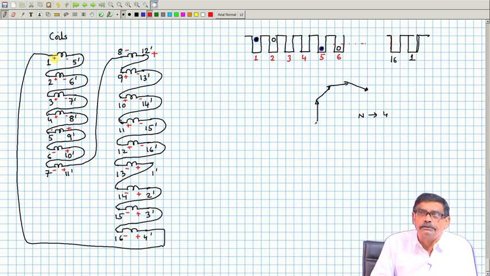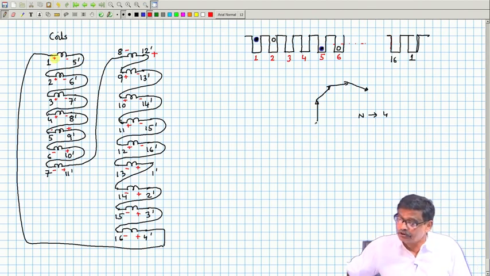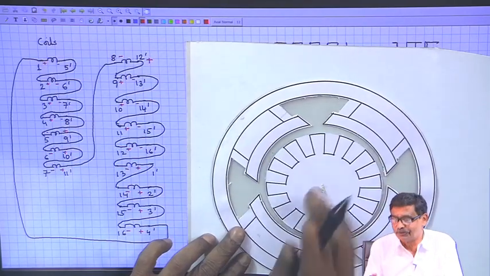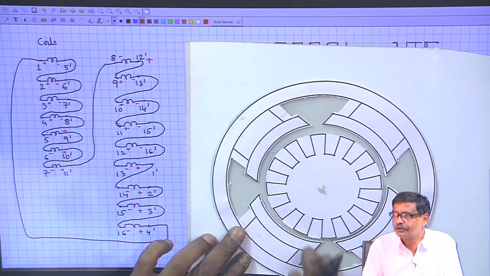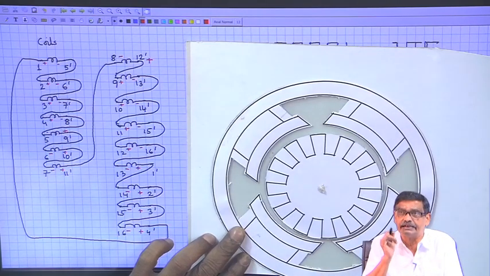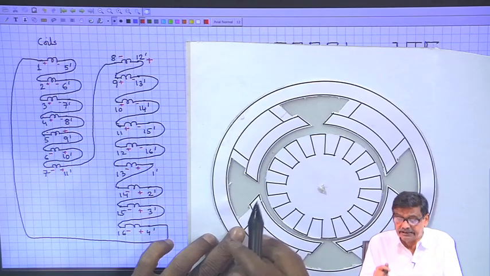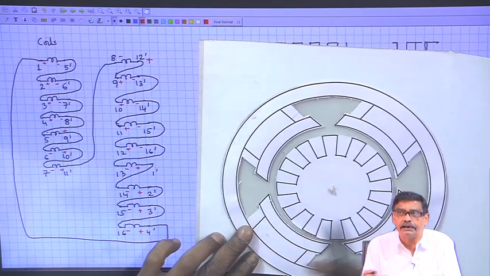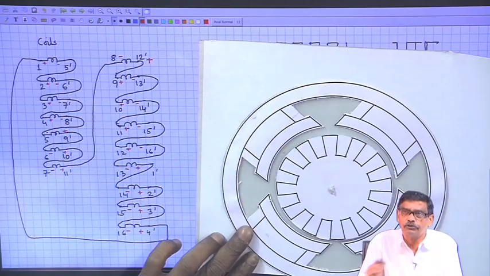Coils are identical, they will be moving at some high speed, no doubt. And there are 16 slots. Suppose it is expected, under the influence of this north pole, at a given time there will be 4 slots under the north pole and 4 slots under the south pole. If you take an instantaneous snapshot, under that condition coil sides are under either the influence of the north pole or the south pole.